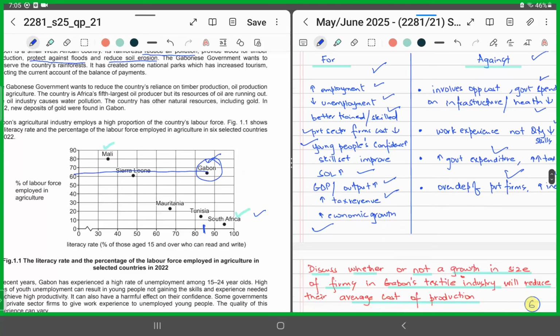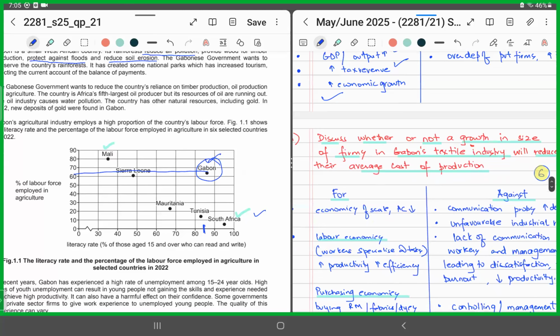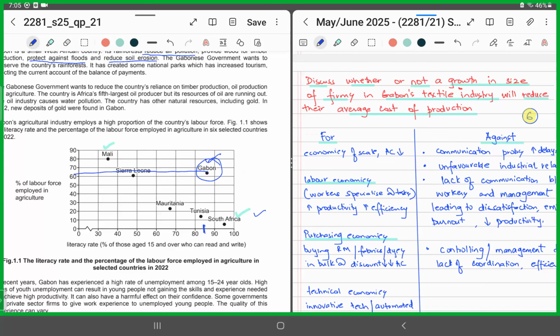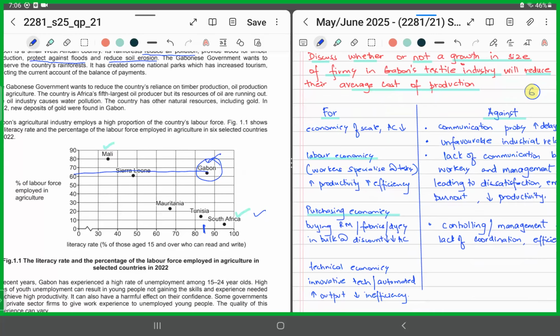All right. Part H. Part H asks us to discuss whether or not a growth in the size of firms in Gabon's textile industry will reduce their average cost of production. So now you're going to tell: should the firms increase in size, would an increase in the size of the textile industry reduce its average cost of production or not? You think expansion in its size would bring a fall in its average cost or not? So if you are providing reasons for each side, you have to provide arguments not exceeding 4 marks for each side. Again, then you can finally brush it off with a conclusion.